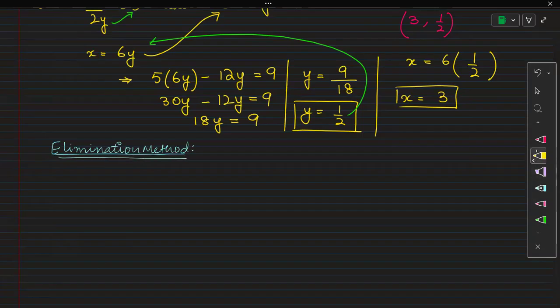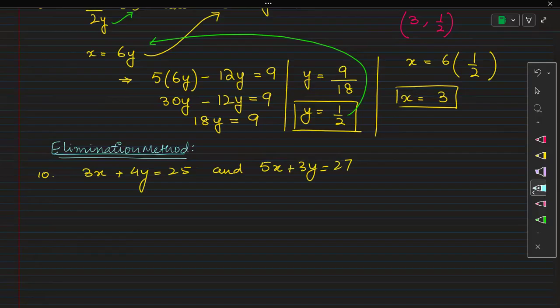Elimination method. In this method, I'm going to take question number 10. We have 3x plus 4y equals 25, and another equation is given: 5x plus 3y equals 27. Now, if you look at the coefficients, what are the coefficients? The numbers in product form with the variable are called coefficients. This is called the coefficient of x.